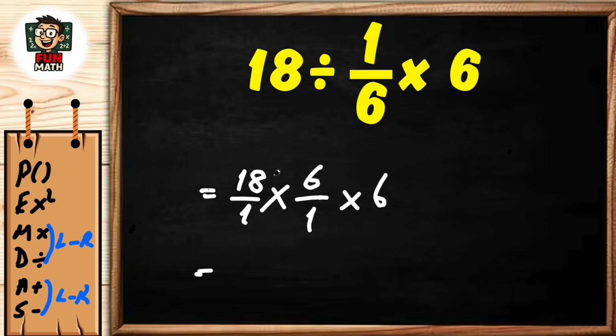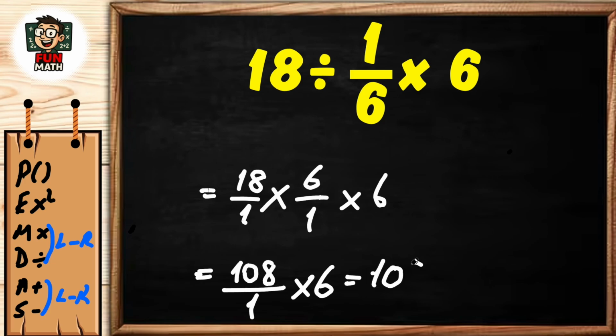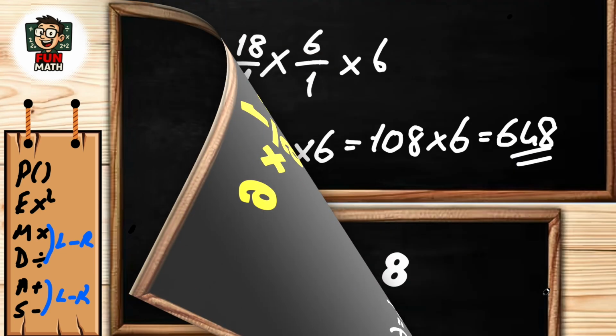Now we can multiply. 18 times 6 equals 108. 1 times 1 equals 1. Here, dividing 108 by 1 equals 108. The final operation also involves multiplication. We find 108 times 6 equals 648. Congratulations if you found the answer this way.